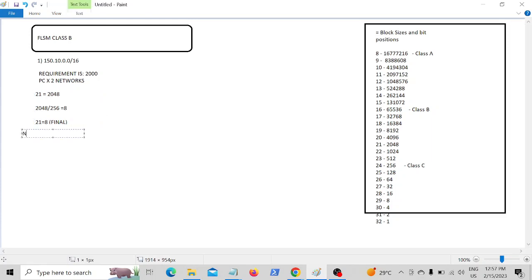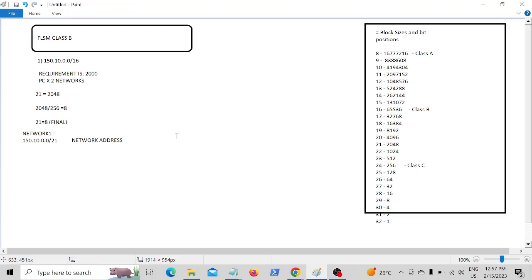Now coming to network 1. Network 1 is 150.10.0.0 slash 21. This will be the network address. And what will be the broadcast address for this one?